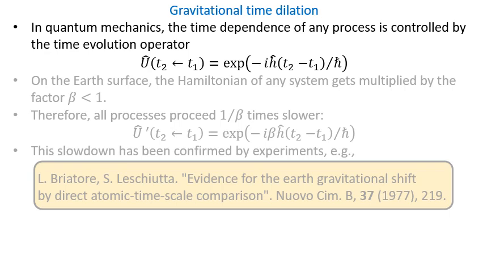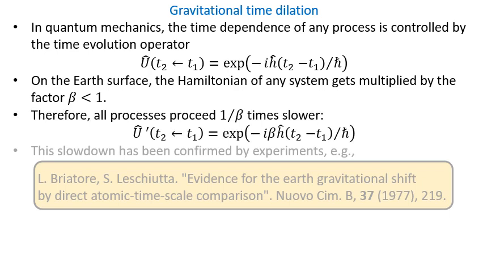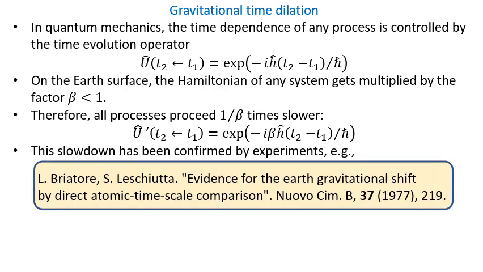The scaling of Hamiltonians by beta factors has another remarkable experimental manifestation. As we well know, in quantum mechanics, the time evolution of any isolated system is described by the time evolution operator, which is an exponential function of the system's Hamiltonian. On the Earth's surface, the Hamiltonian is multiplied by the factor beta. This means that all processes in the system go 1 over beta times slower. This slowdown was confirmed in experiments. Moreover, this effect has to be taken into account by the software in GPS satellites, because otherwise a huge loss of position accuracy would result.